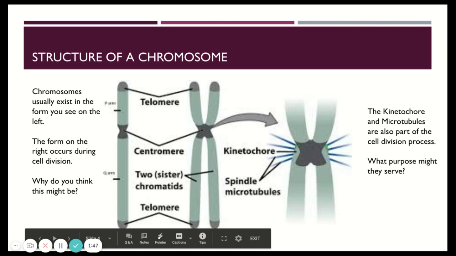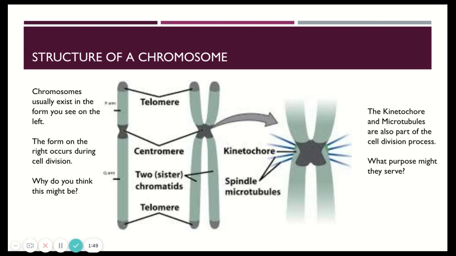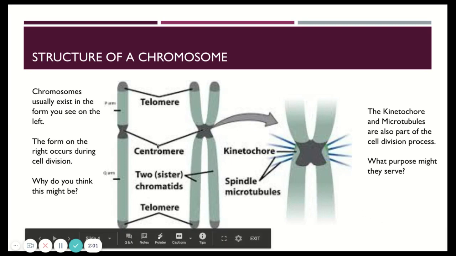So what is the structure of a chromosome? We have the form it usually exists in on the left, and then in the middle, the double strand, the two sister chromatids. That is what occurs during cell division. In either form, we have the centromere here at the middle. The centromere here is made up of the kinetochore and associated spindle microtubules. I have here on the right, this is important during cell division.